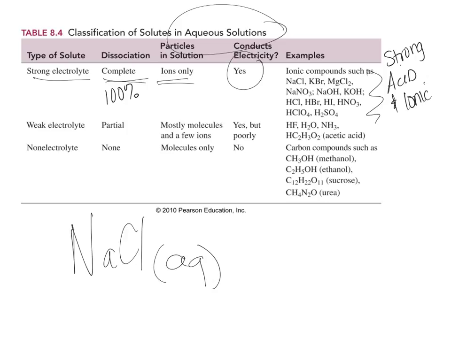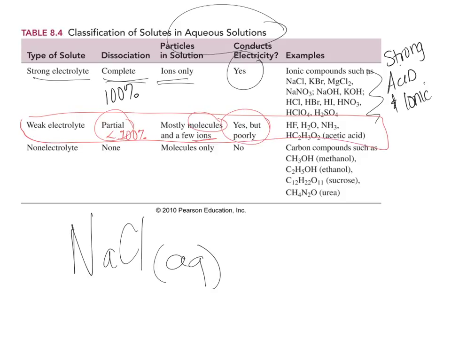ionic compounds. Weak electrolytes, as we just said, partially dissociate, less than 100% dissociation. Mainly intact molecules, but you get some ions, and that's why the light bulb lit up on the last slide. It does conduct electricity, but very poorly, and here are some examples. This is obviously water, and then weak acids and weak bases present in that group there. We're going to talk more about those in our chapter a little bit later.